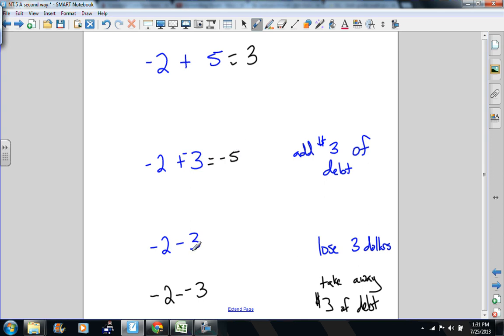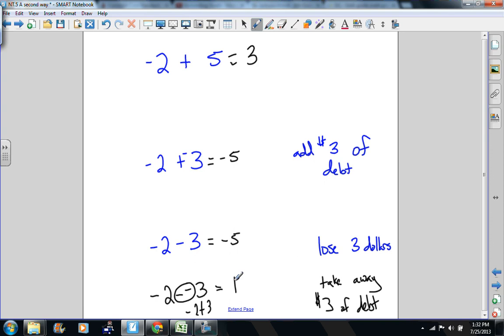Down here, this is pretty much the same thing. If we have $2 in debt to start and we lose 3 more dollars, that means we would once again have -5. Now, the only time that this method gets tricky, just like the other method, is if you have 2 symbols in the middle like this. This is what we call taking away $3 in debt. So we owe someone $2, but then someone takes away $3 of our debt. That's the same thing as earning $3. So just like before, this is the same thing as -2 plus 3, which gives us an answer of +1.